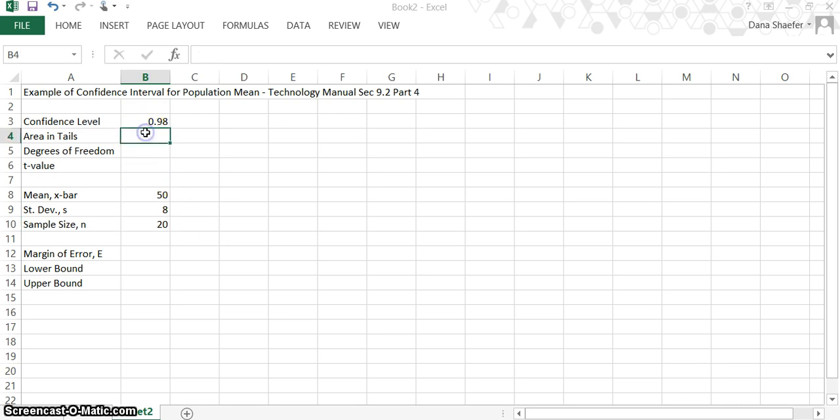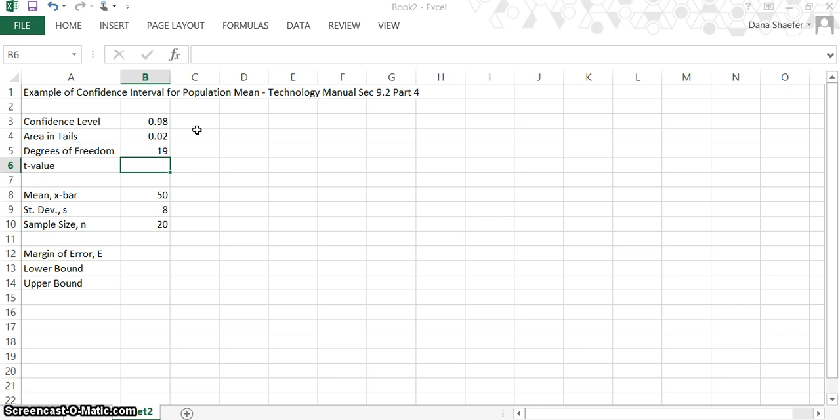The next thing that I need is the area in the tails. If I have 0.98 as my confidence level, then the area in the tails is 1 minus that value, so 0.02. Next is the degrees of freedom. Remember, the degrees of freedom is always n minus 1. So n minus 1, 20 minus 1, 19. That's what's going to go in that cell.